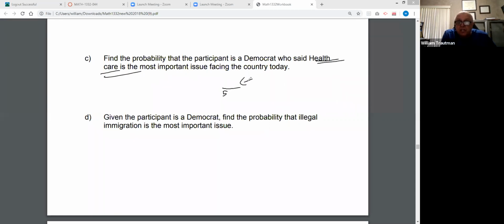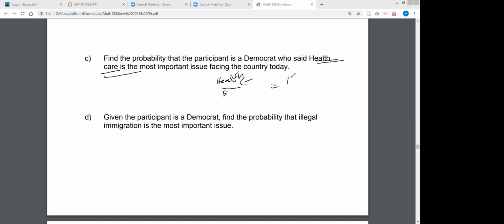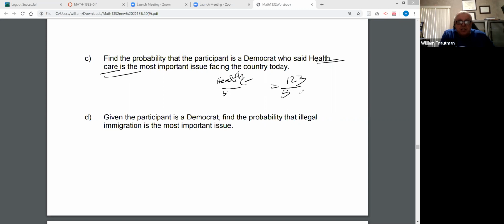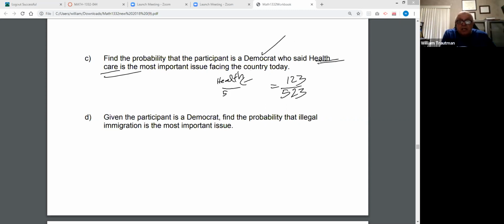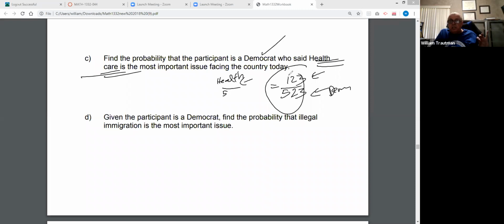See, the top is the desire for health care. How many Democrats wanted health care as their number one issue? 123. And there were only 500 and something total Democrats. 523. Do you see? The participant is a Democrat, and healthcare is the most important part. So we're only looking at the Democrats, and 123 had healthcare. So if I pick one person out of all the Democrats, I have a 123 out of 523 probability that healthcare was their number one issue. Put that in your calculator.